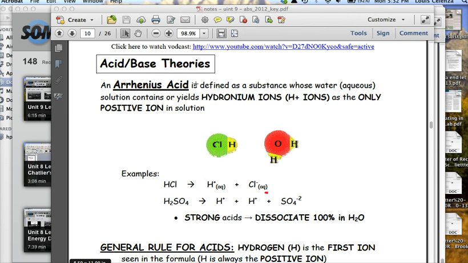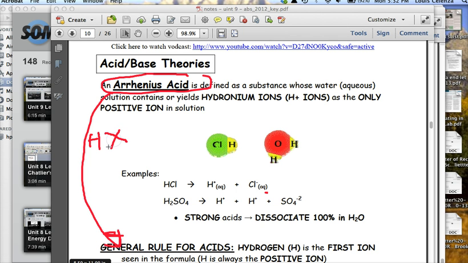Basically, and this is one of the definitions that you should remember, an Arrhenius acid is defined as any substance that, when dissolved in water, produces H plus ions as the only positive ion. And in essence, what that means for the most part, and this is what they're talking about down here, an Arrhenius acid, for the most part, is going to be any compound that has hydrogen as the first element.